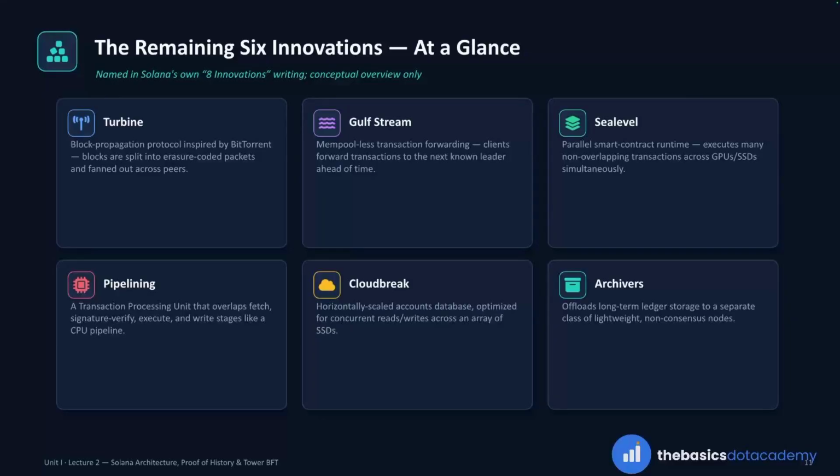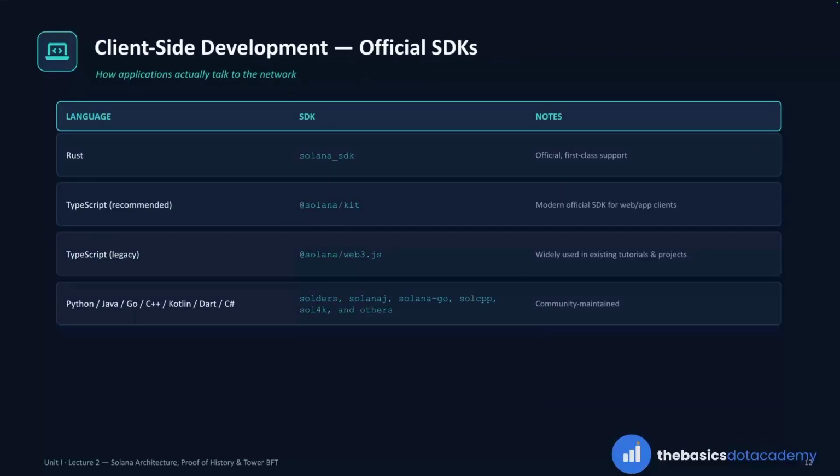Archivers: similar to Ethereum, if you want to read data from a block number which is not within the recent 10,000 blocks, in that case you have to query an archive node. So in terms of Solana, Archivers offload long-term ledger storage to a separate class of lightweight non-consensus nodes.